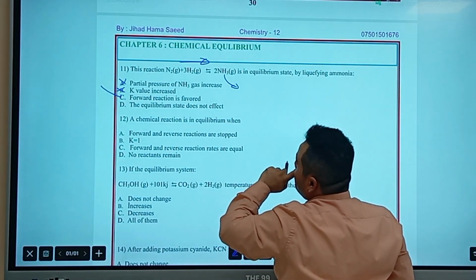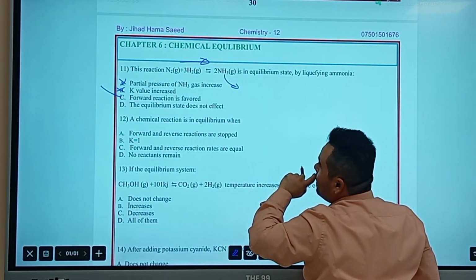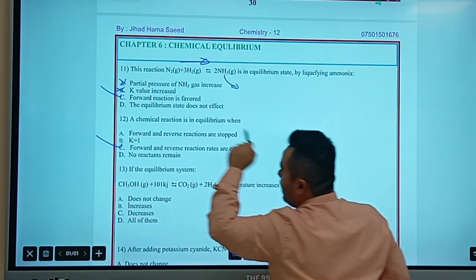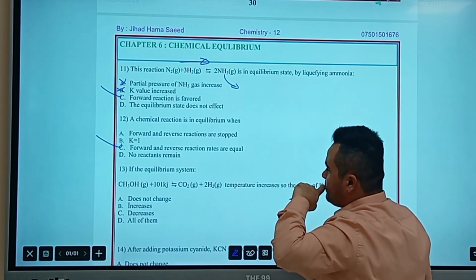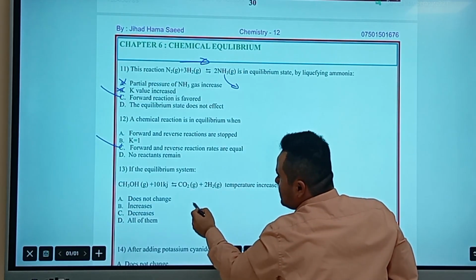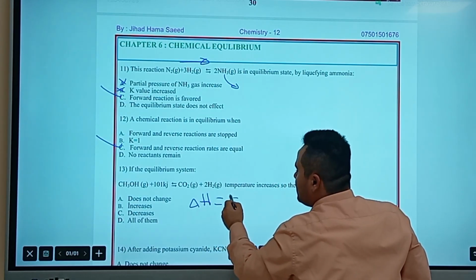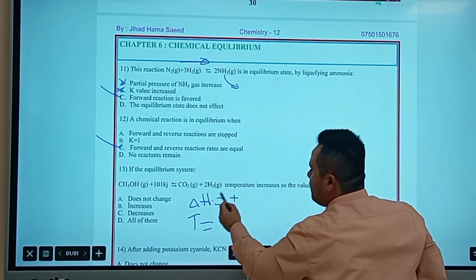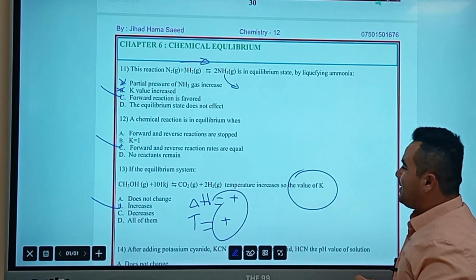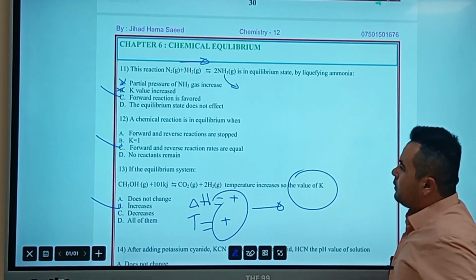A chemical reaction is in equilibrium when forward and reverse reaction rates are equal. C is the correct answer. If in the equilibrium system the temperature increases, what happens to the value of K? This delta H is positive, T positive, so the K value increases, of course, because the forward is favored due to temperature.